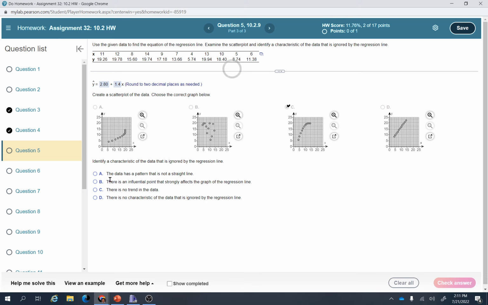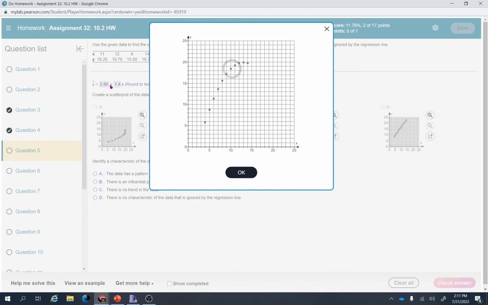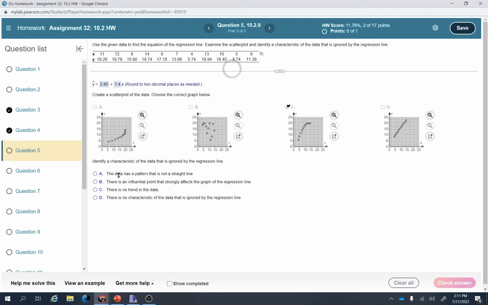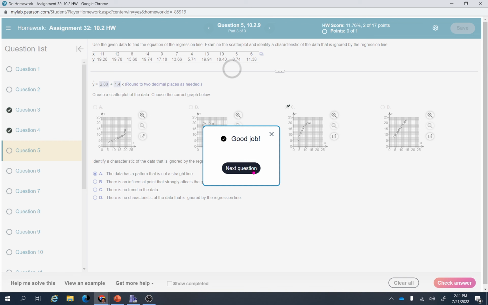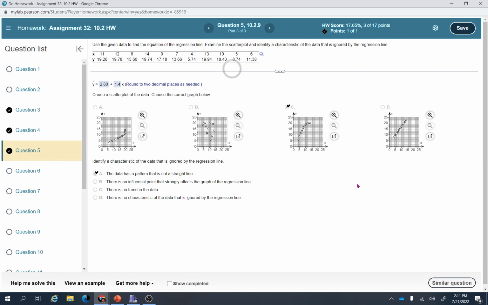If you look at the other options, for example, there is an influential point that strongly affects the graph of the regression line. No, we don't know that for sure. There is no trend in the data. No, that's not right, because there is a trend. There is no characteristic of the data that is ignored by the regression line. No, that is also not right, because this is not a straight line, and a regression line means a straight line. So the data has a pattern that is not a straight line. Okay, so that's how we can use this regression.